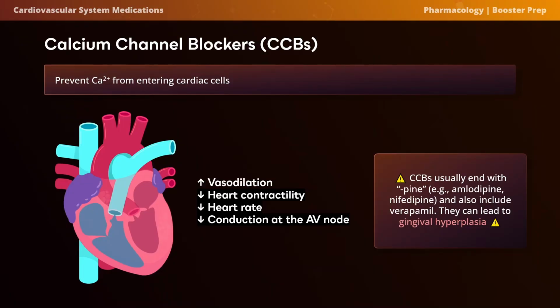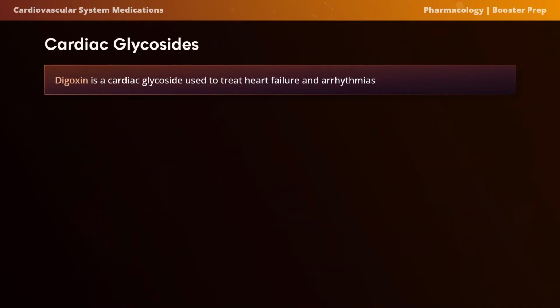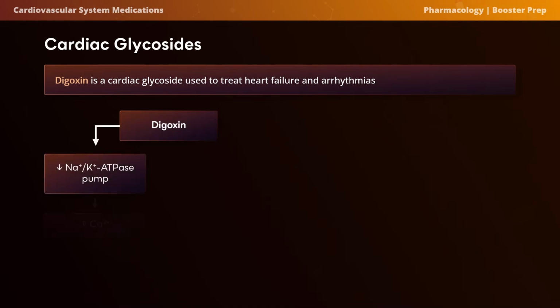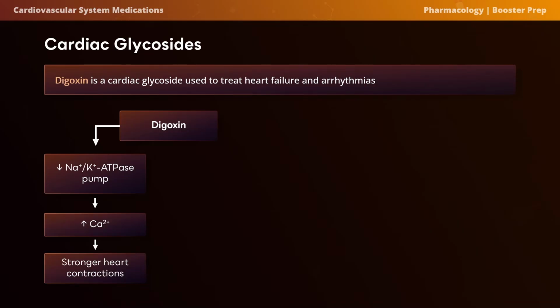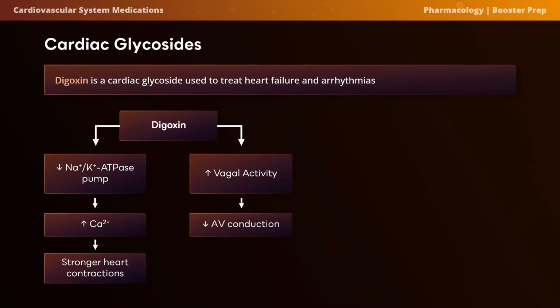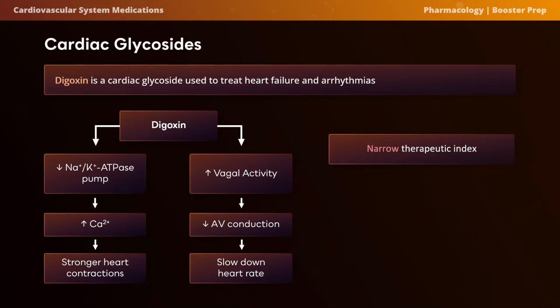Okay, now let's go over cardiac glycosides, which are used to treat certain heart conditions. One example of a cardiac glycoside is digoxin, which is used to treat heart failure and arrhythmias. Digoxin acts by inhibiting sodium-potassium ATPase pumps in heart cells, which indirectly increases calcium levels in heart muscle cells, leading to stronger heart contractions. Another way digoxin acts is by increasing vagal tone, which slows conduction at the AV node, making it useful to slow down heart rate and control rapid heart rate.